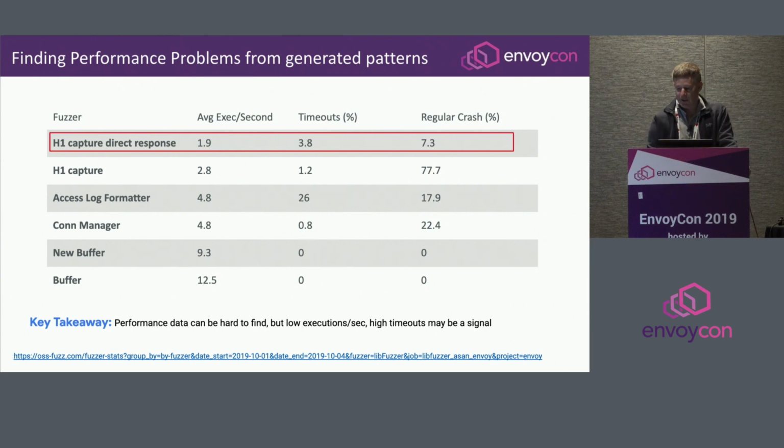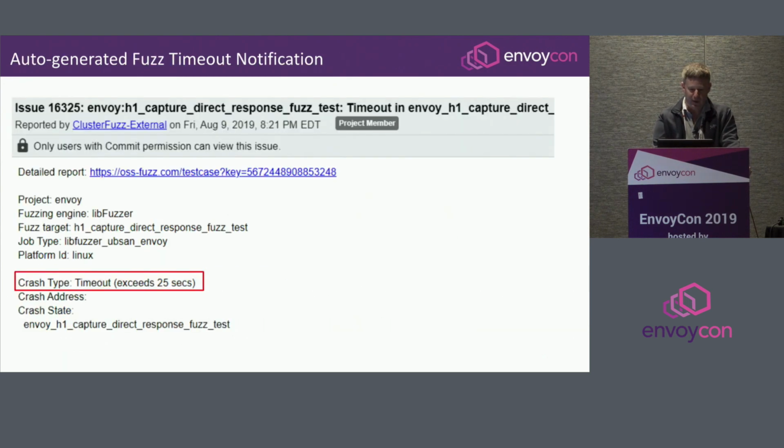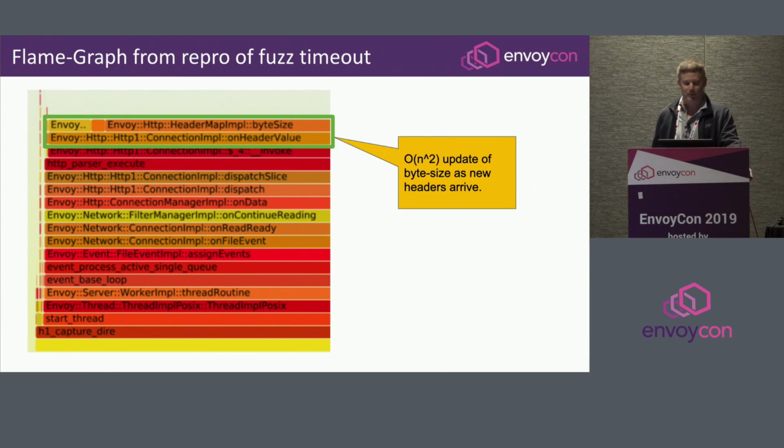The fuzzing infrastructure itself is slow as well. So if you're finding fewer crashes than the other ones, like 7%, and a bunch of timeouts, maybe it's a performance bug. So you get this automated notification that you had a fuzz timeout, and this happened to be an area that we were thinking a lot about anyway, which is the Envoy HTTP header class. And then you can pull up a flame graph from that, and there it actually shows the problem pretty clearly, that there was an n-squared issue with updating a count when new headers arrived.